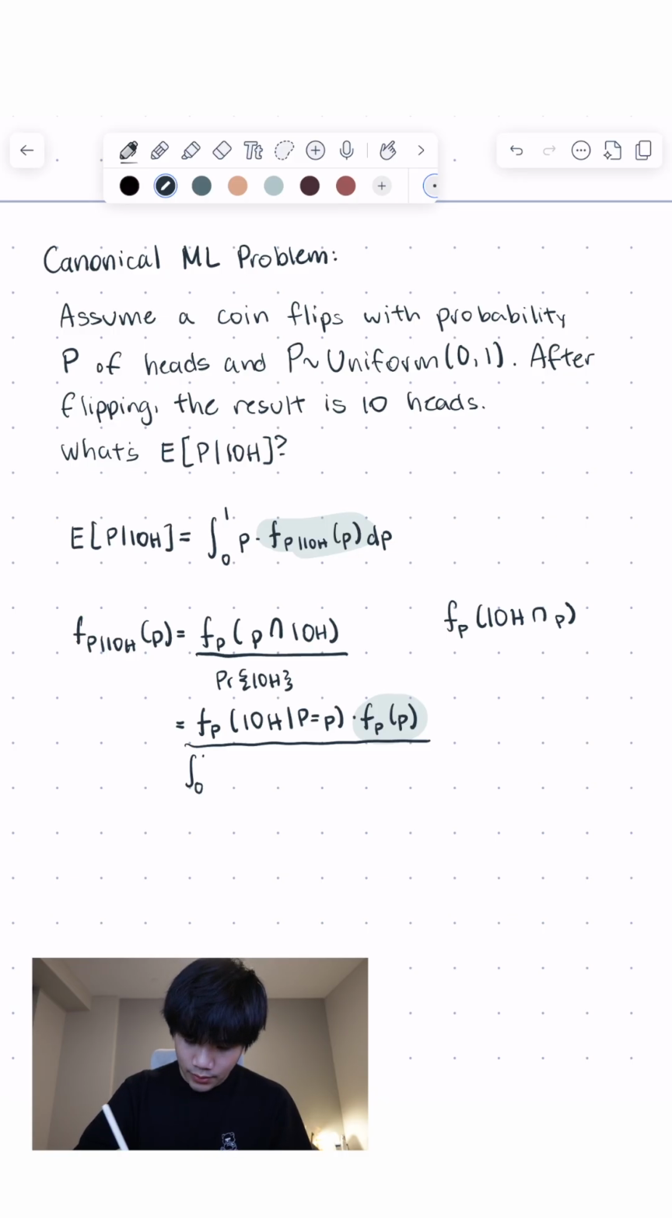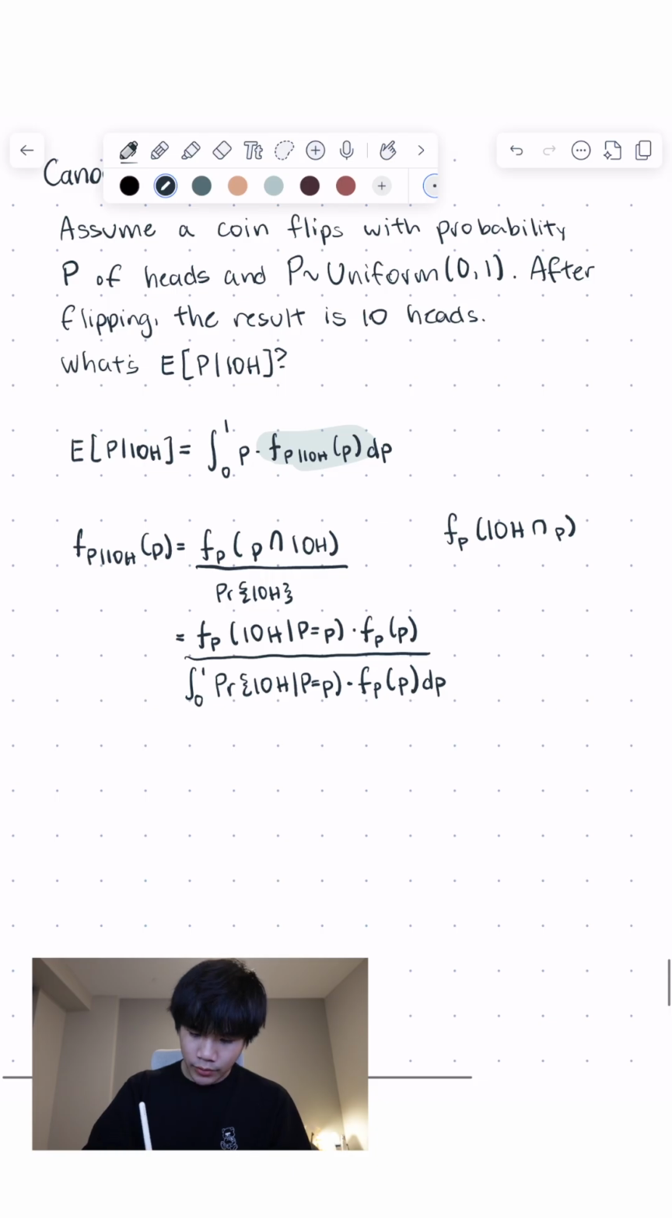Since it's a continuous random variable, we're going to integrate from 0 to 1 of the probability of 10 heads, given that p is equal to p, times the probability density, and integrate with respect to dp. So we got that going for us, which is nice. We're going to use the question's assumptions to help us evaluate what's going on here.